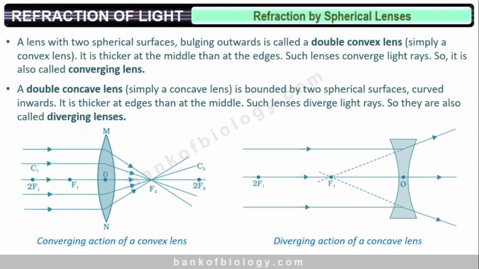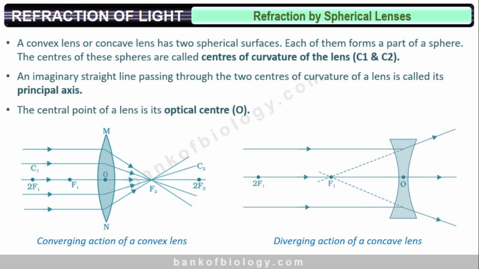A lens with two spherical surfaces bulging outwards is called a double convex lens, or simply a convex lens. It is thicker at the middle than at the edges. Such lenses converge light rays, so it is also called a converging lens. A double concave lens, simply a concave lens, is bounded by two spherical surfaces curved inwards. It is thicker at the edges than at the middle. Such lenses diverge light rays, so they are also called diverging lenses.